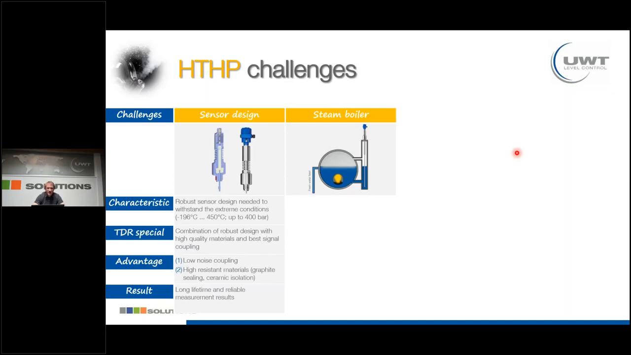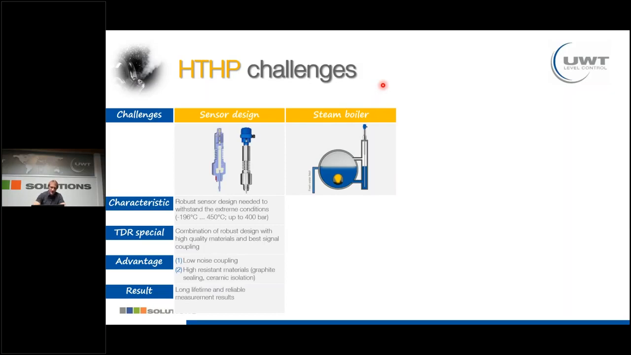So with the temperature range and also with high pressure up to 400 bar. And although we have this long coupling, and the microwave has to travel a long distance through this coupling until it reaches the probe and then gets spread out, we have a good, very reliable signal that can be sent out because of this optimized coupling construction, and long lifetime and reliable measurement results are guaranteed by using this type of sensors.